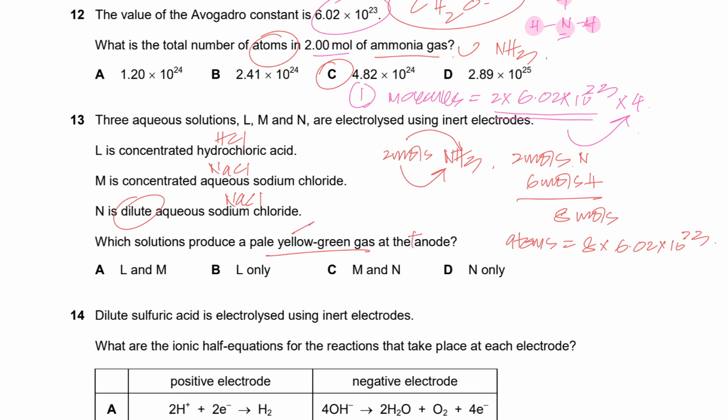The anode is the positive electrode, so the negative ions go to the positive electrode. The pale yellow-green gas is chlorine gas. Which of these would give chlorine gas? Remember, in concentrated solutions, the halide ion always wins the race. So chlorine forms in L, and M is also concentrated, so chlorine forms at the anode, the pale yellow-green gas. But N is dilute. In dilute solutions, the hydroxide ion always wins the race, so in N you get oxygen, not a pale yellow-green gas. So L and M is the correct option.